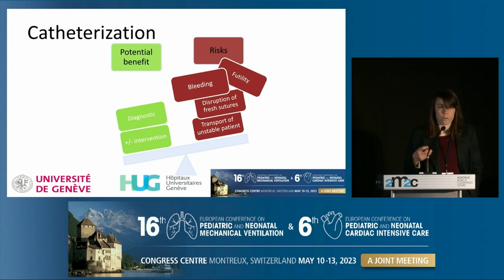Of course, it's going to be diagnostic, and you can probably intervene if there is something that's amenable to a stent or an intervention. But you have to take into account the risks of the cath, and the transport of the patient is still there. When you balloon or put in a stent, you can disrupt the fresh suture. If the patient is on ECMO, he's coagulopathic, he can bleed.